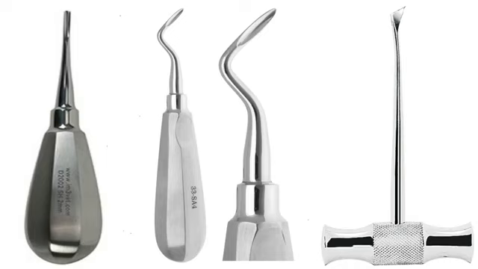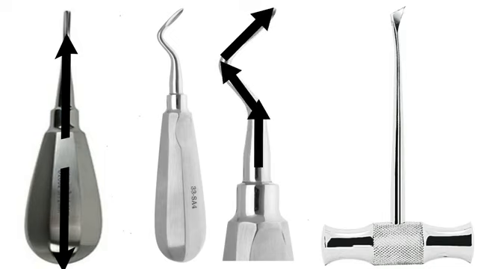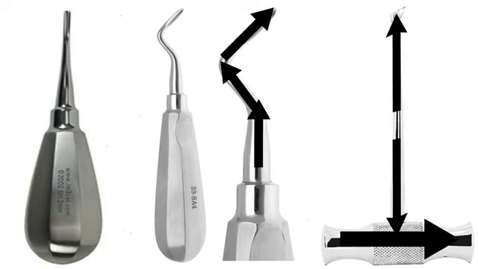There are three main types of elevators used today in oral surgery: the straight elevator, the pair of double-angled elevators, and the pair of elevators with T-shaped or crossbar handles.